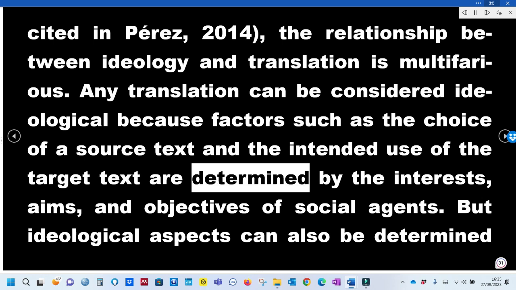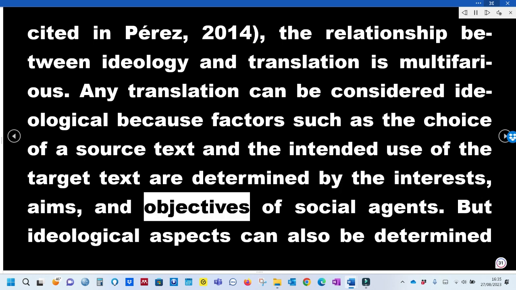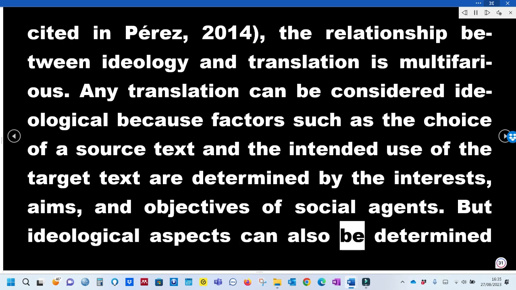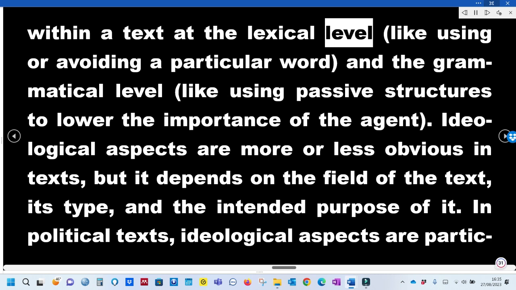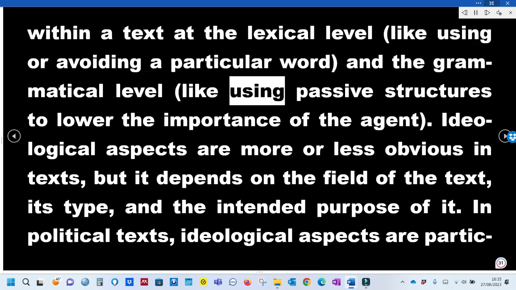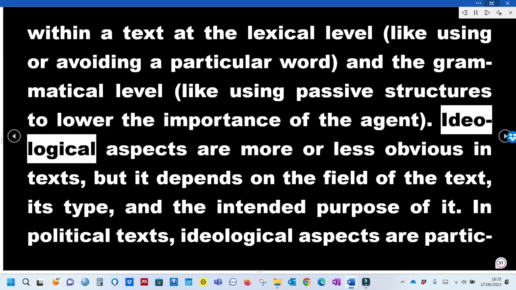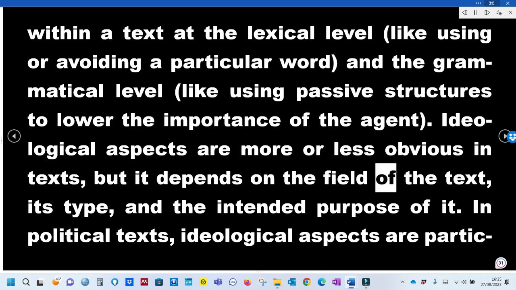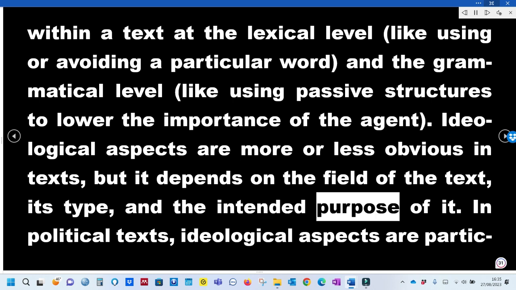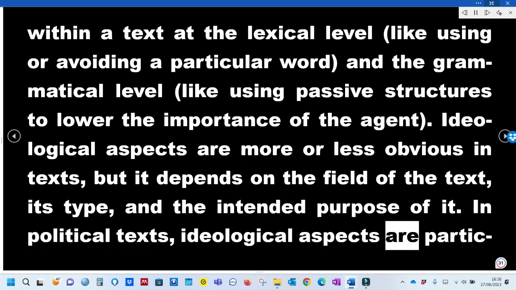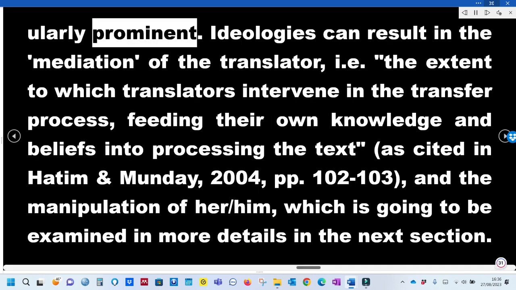of the target text are determined by the interests, aims, and objectives of social agents. But ideological aspects can also be determined within a text at the lexical level, like using or avoiding a particular word, and the grammatical level, like using passive structures to lower the importance of the agent. Ideological aspects are more or less obvious in texts, but it depends on the field of the text, its type, and the intended purpose of it. In political texts, ideological aspects are particularly prominent.